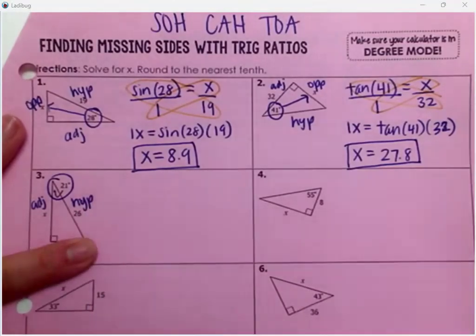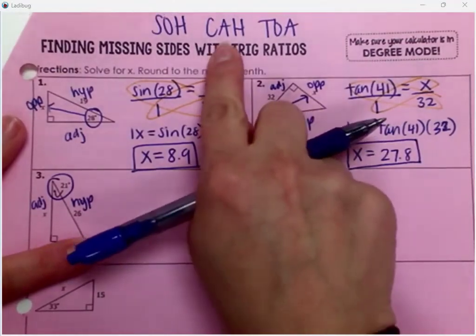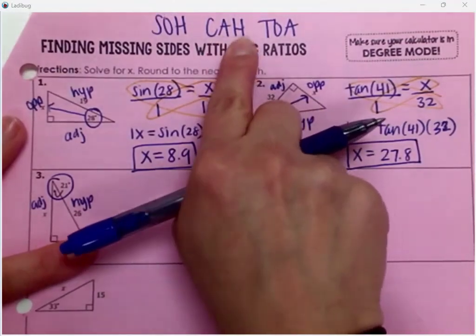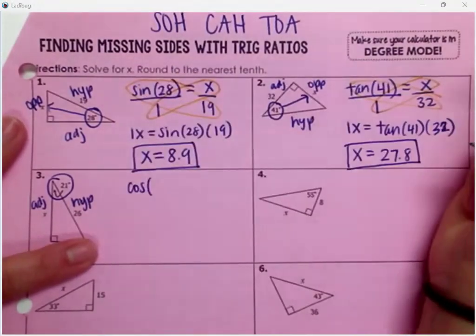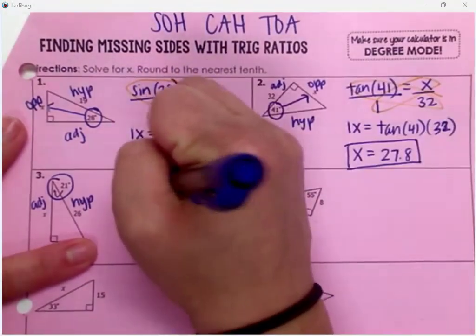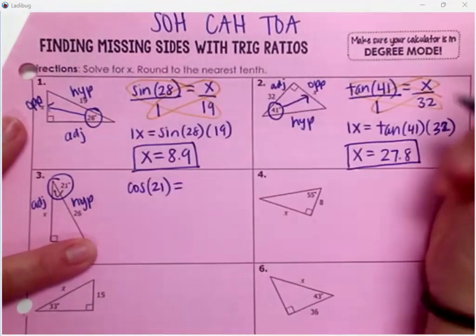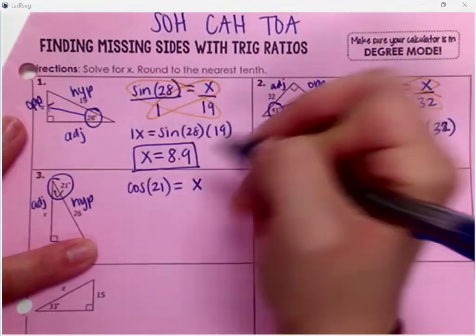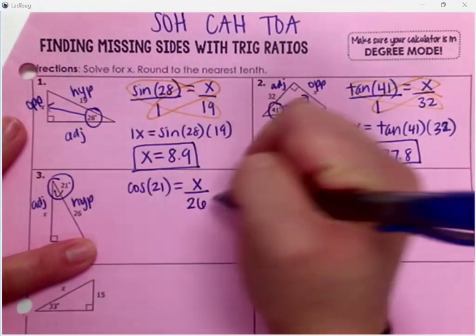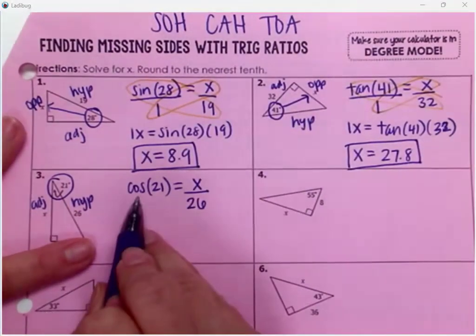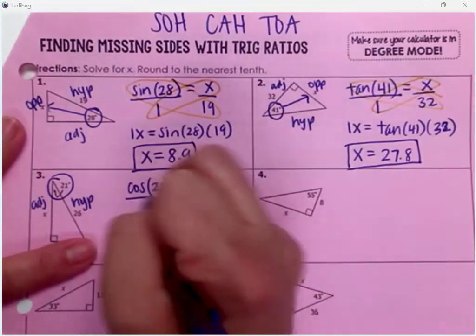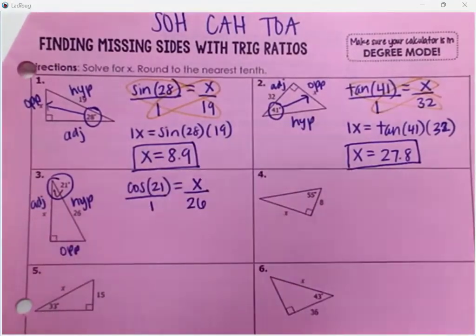Is this considered a sine, cosine, or tangent? Cosine, okay? I have an adjacent and hypotenuse. So I'm going to take the cosine of, what's my angle? 21 equals my adjacent, which is x, over my hypotenuse, which is 26. What do I put this over? 1. And we are going to cross multiply.